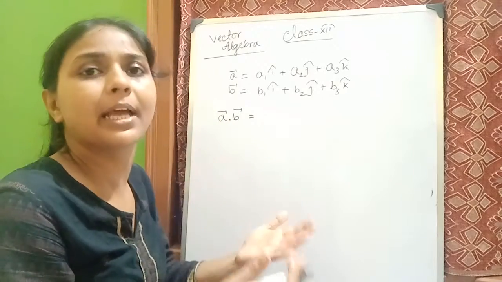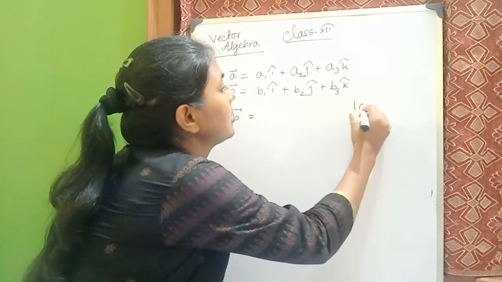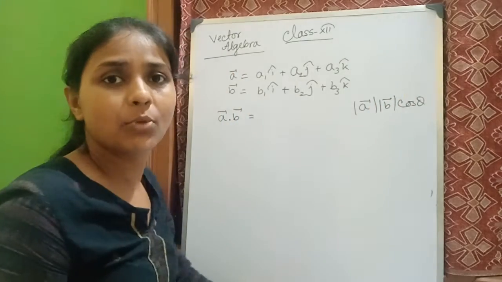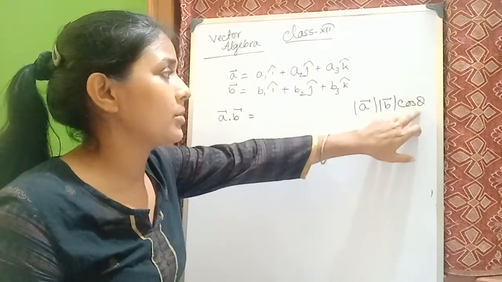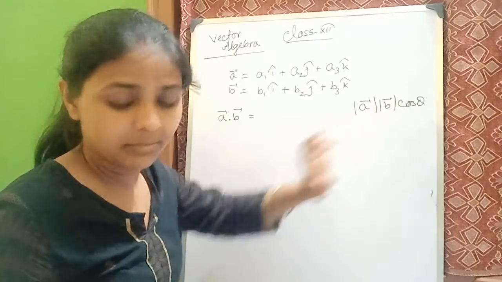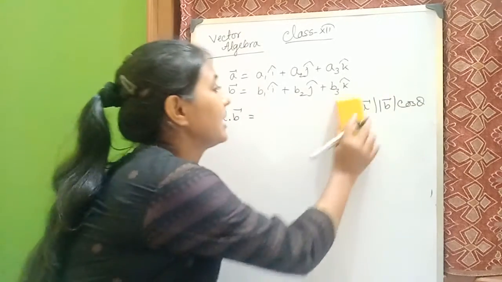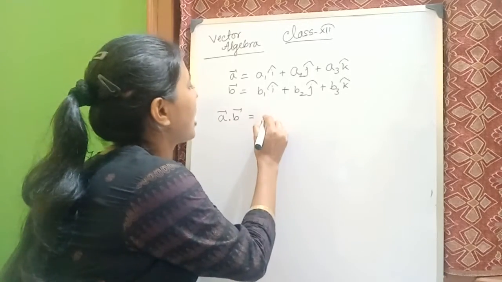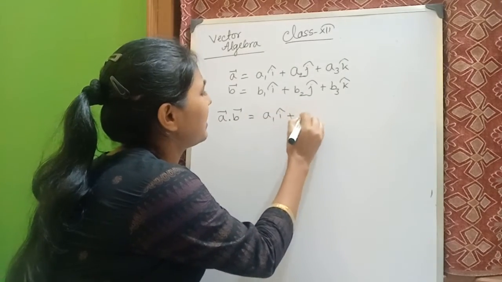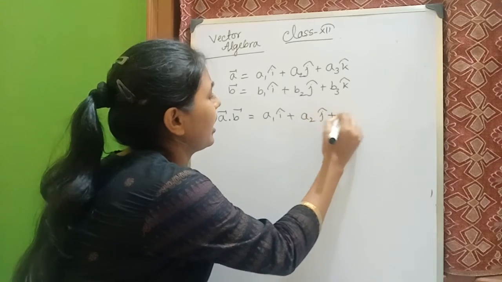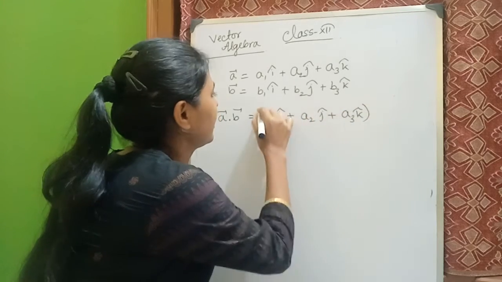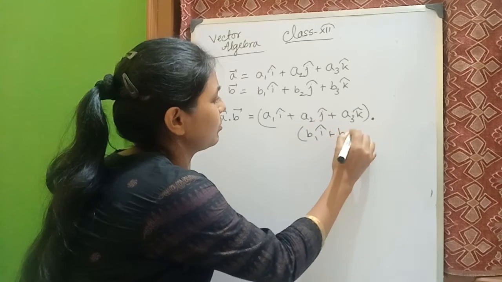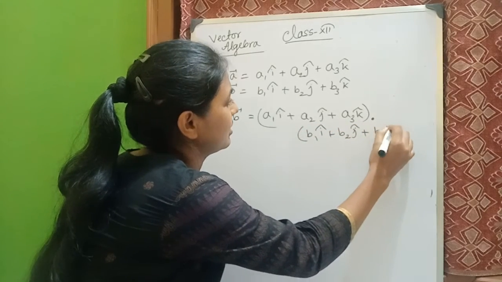If we don't have the angle, then we can't apply the formula mod A mod B cos theta, right? For cos theta we need theta, but if theta is not given, then we need to follow this first property. So how will we write it? It is a simple multiplication, just the way of writing is different: (A1 i plus A2 j plus A3 k) dot (B1 i plus B2 j plus B3 k) vector.